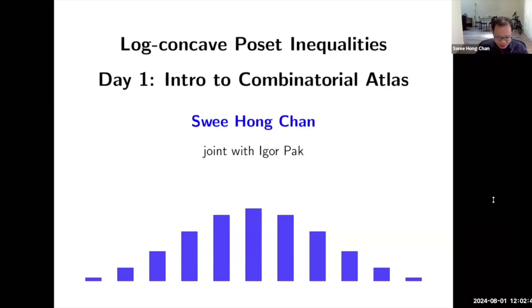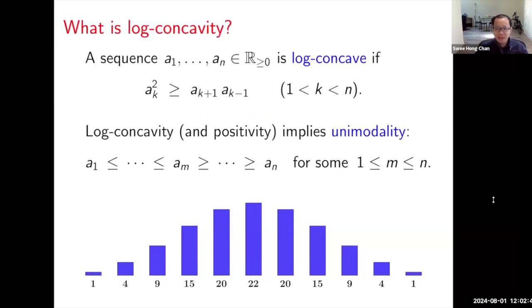Okay, so the main thing we want to discuss in this series is log concave inequalities. And here's what I mean by that. Let's say that we have a sequence of real numbers, a1, a2, up to an. In this series, these numbers are always real and non-negative. We say that this sequence is log concave if for any k strictly between 1 and n, the square of the kth number is greater than or equal to the product of the k plus 1 and k minus 1 numbers.